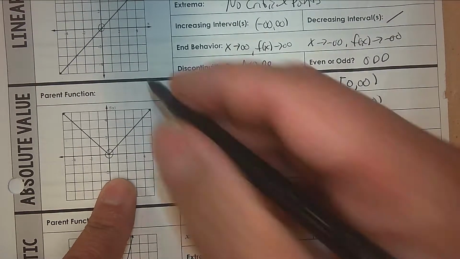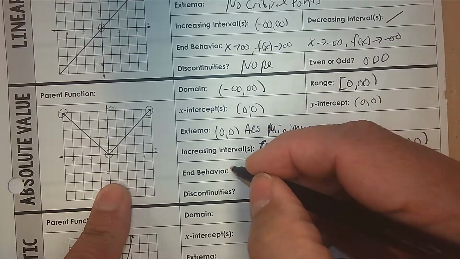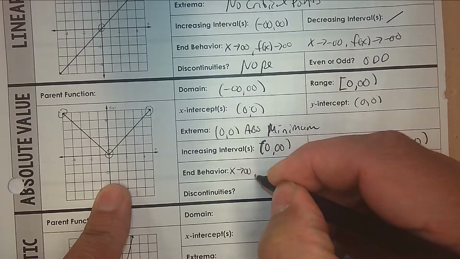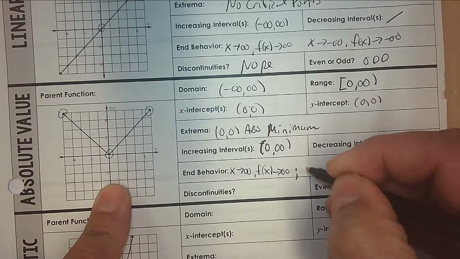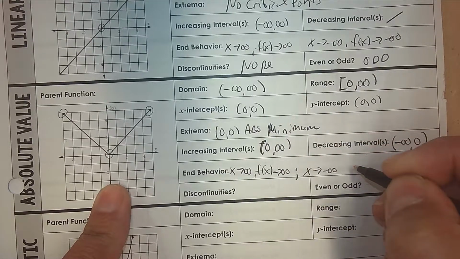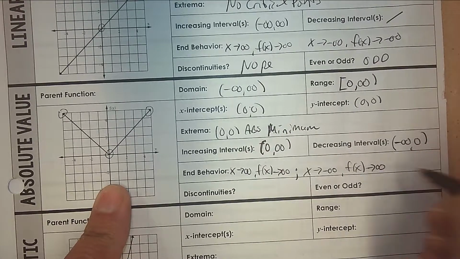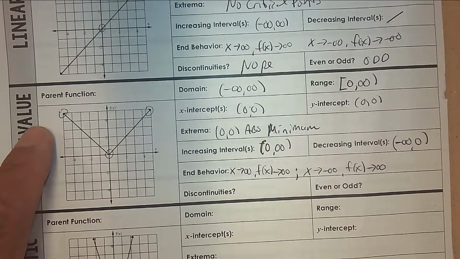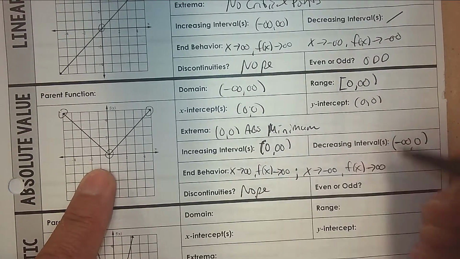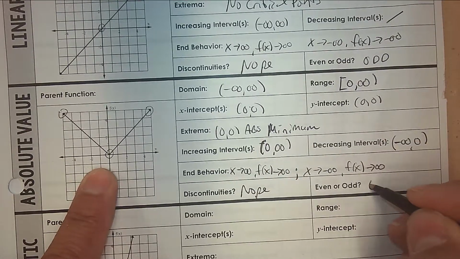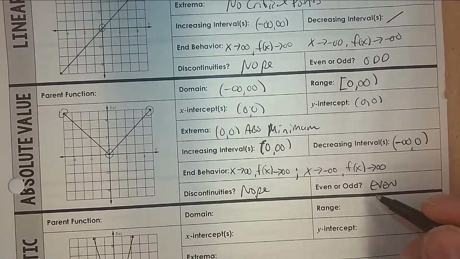What's the end behavior here? So as x approaches infinity, what does the function approach? Also infinity. As x approaches negative infinity, what does the function approach? And you can see it also approaches infinity. The left and the right end are going up. Any discontinuities? Nope. Is it even or odd? And you can see this is an even function as it has a reflection over the y-axis.